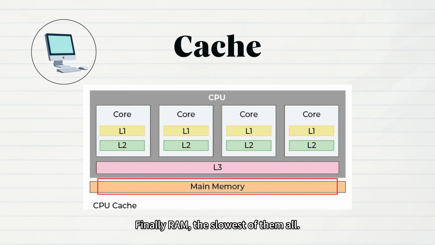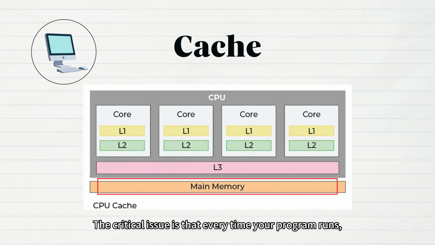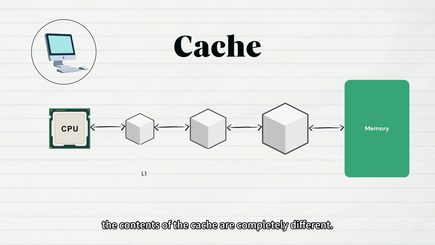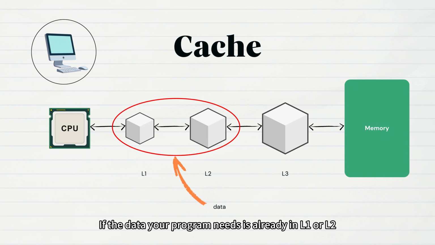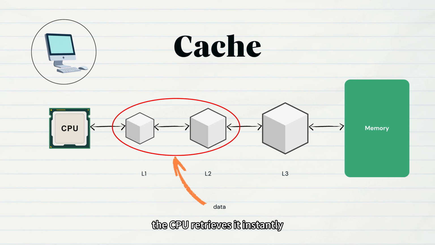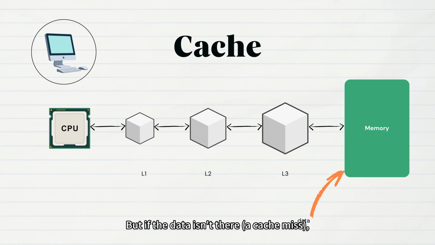Finally, RAM, the slowest of them all. The critical issue is that every time your program runs, the contents of the cache are completely different. If the data your program needs is already in L1 or L2 cache, a cache hit, the CPU retrieves it instantly and the code runs very quickly. But if the data isn't there, a cache miss, the CPU has to go all the way to main memory to fetch it. The latency of this single operation can increase the runtime by tens of times.